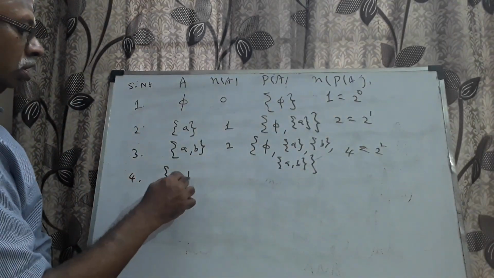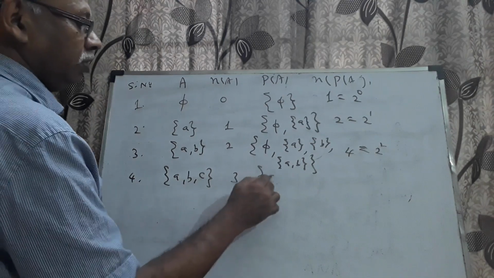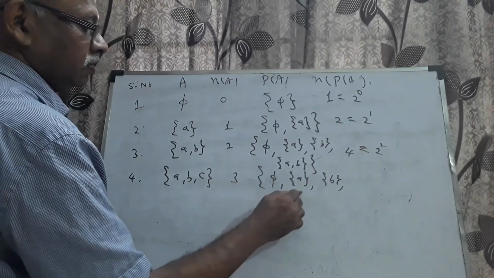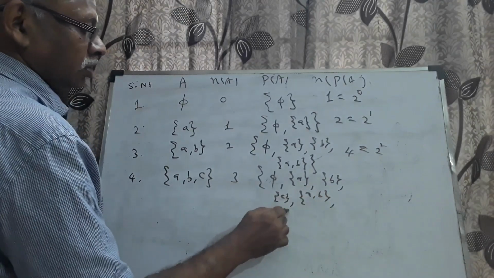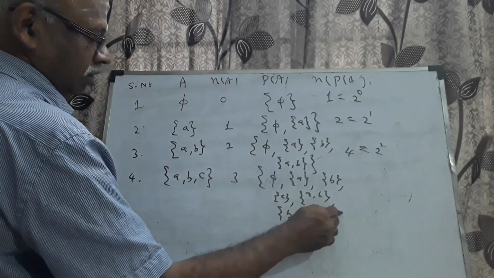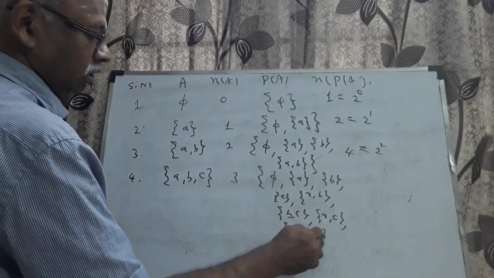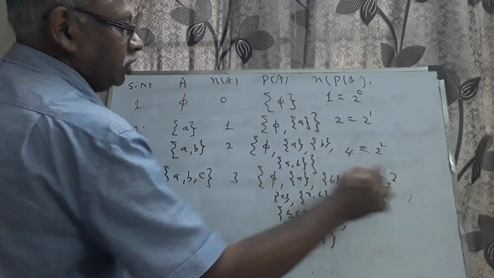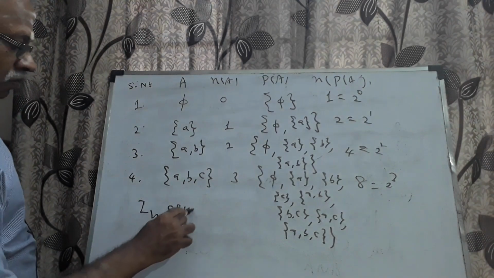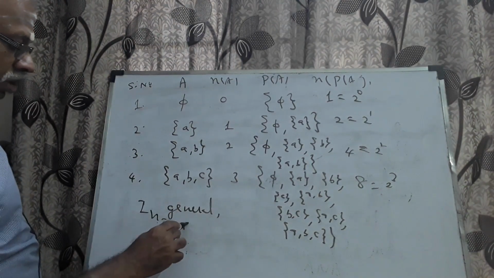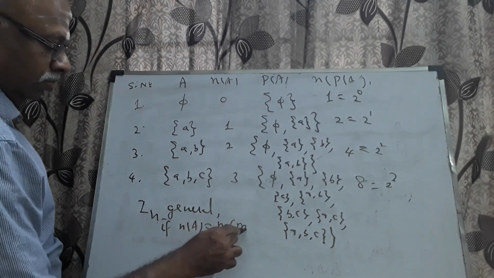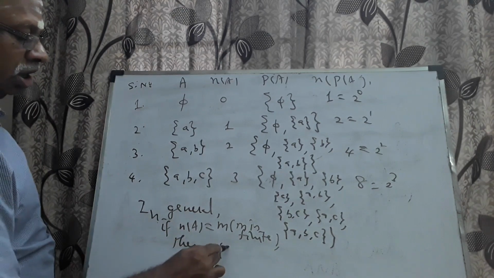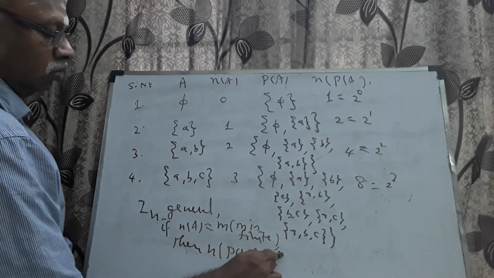Then let me think about A, B, C. Let us say there are 3 elements. The power set has the empty set, the set containing A, the set containing B, the set containing C, the set containing A comma B, the set containing B comma C, the set containing A comma C, and the set containing all 3, A comma B comma C. 1, 2, 3, 4, 5, 6, 7, 8. There are 8 elements. Therefore, in general, we can have a generalization. If N of A is equal to m, where m is finite, then N of P of A is always 2 power m.